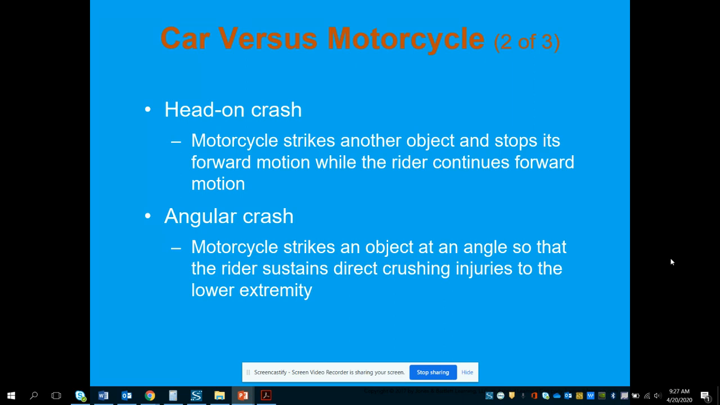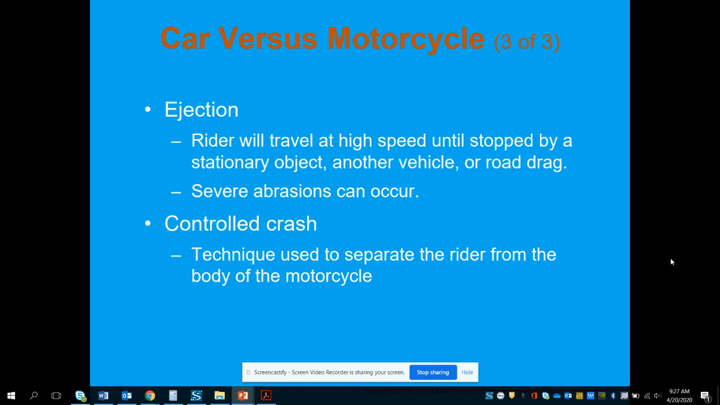Angular crashes, where the motorcycle strikes an object at an angle so that the rider sustains direct crushing injuries to the lower extremity. Ejection, where the rider will travel at high speed until stopped by a stationary object, another vehicle, or road drag. Looking for a lot of severe abrasions here. And then a controlled crash, which is a technique used to separate the rider from the body of the motorcycle. So thinking about laying the bike down to avoid a more potentially serious crash. And so that's something that you might see as well.